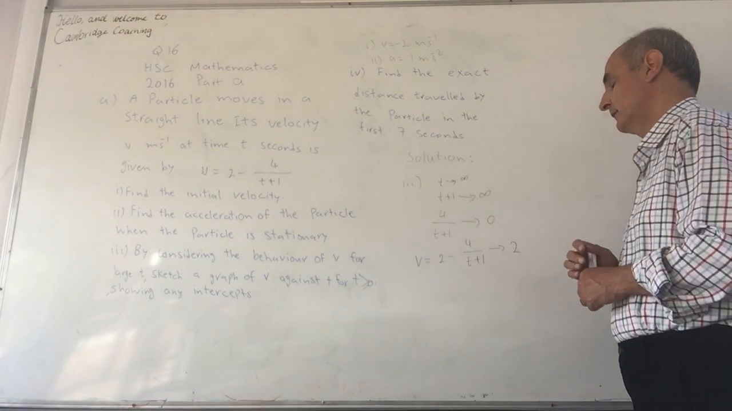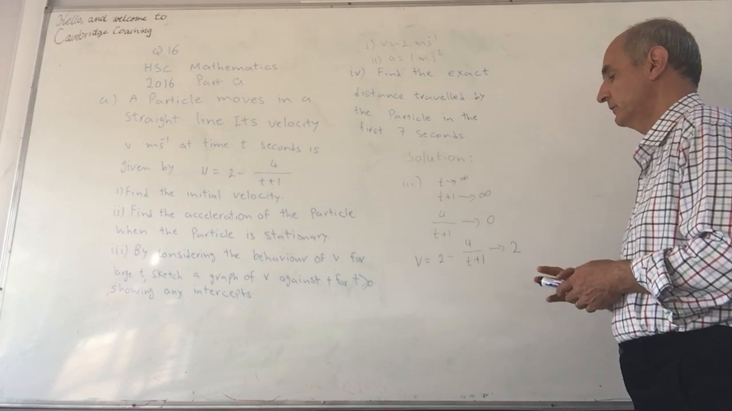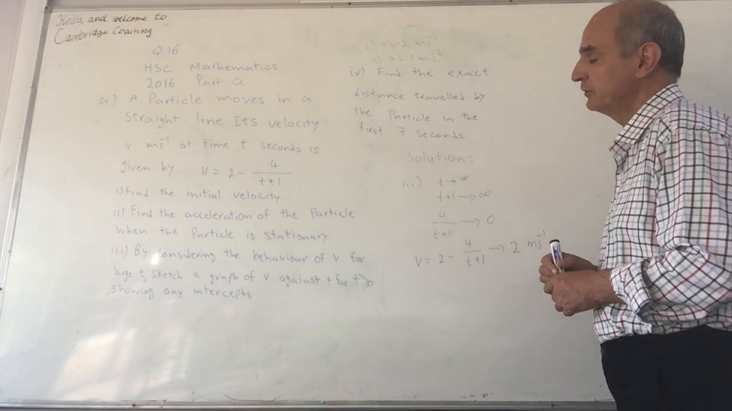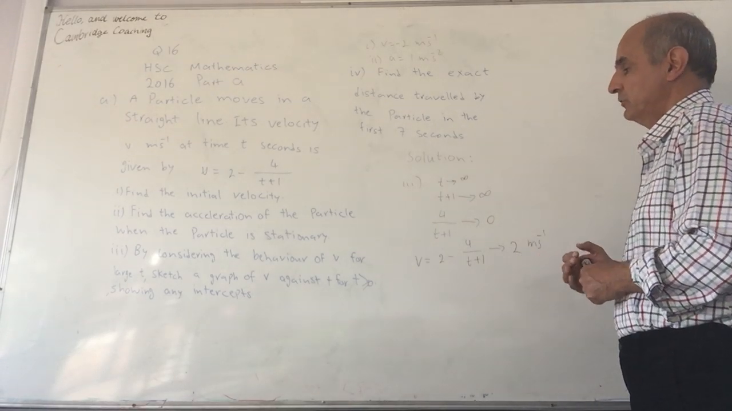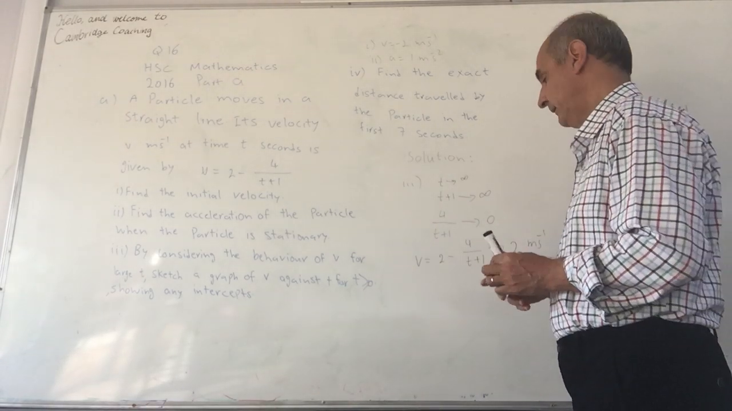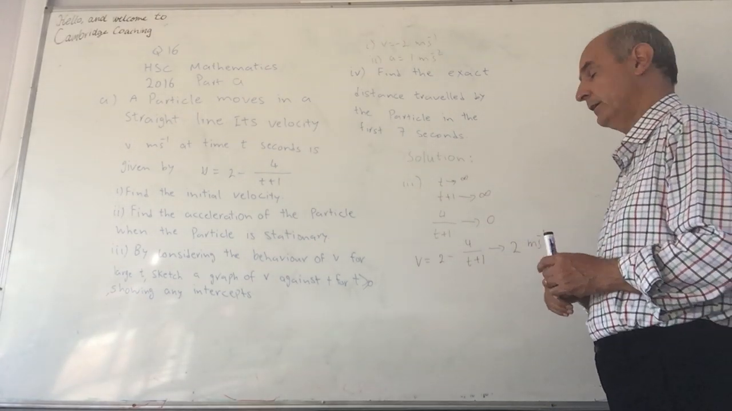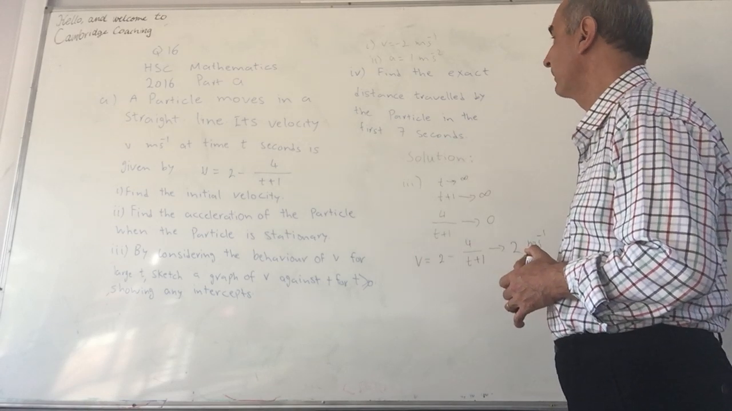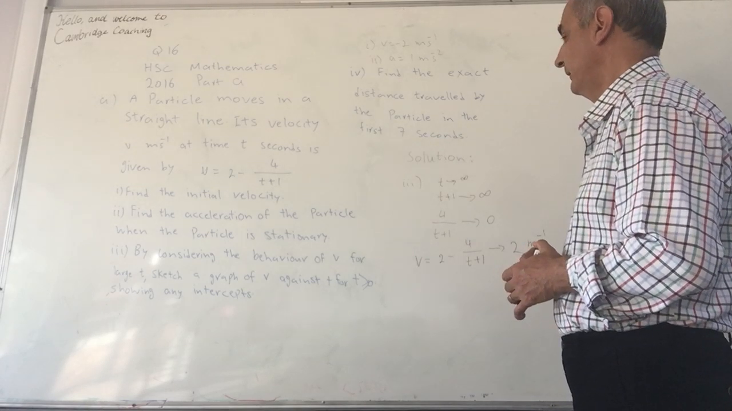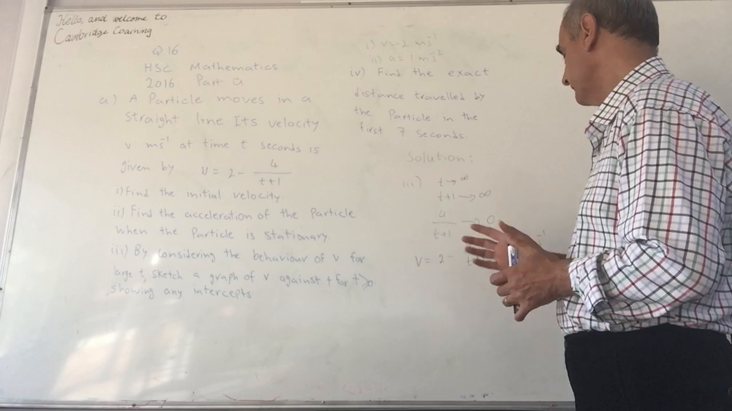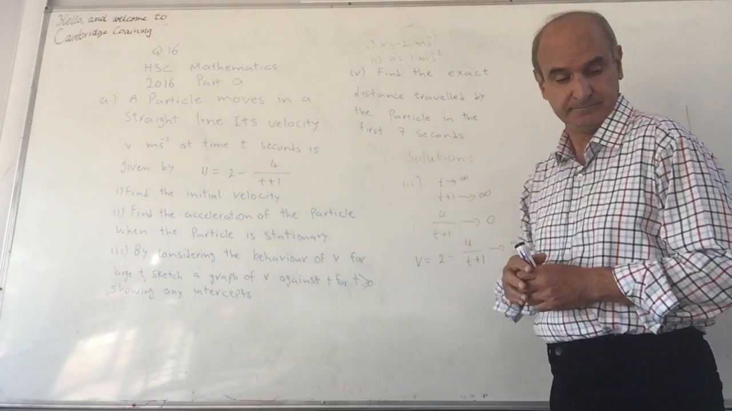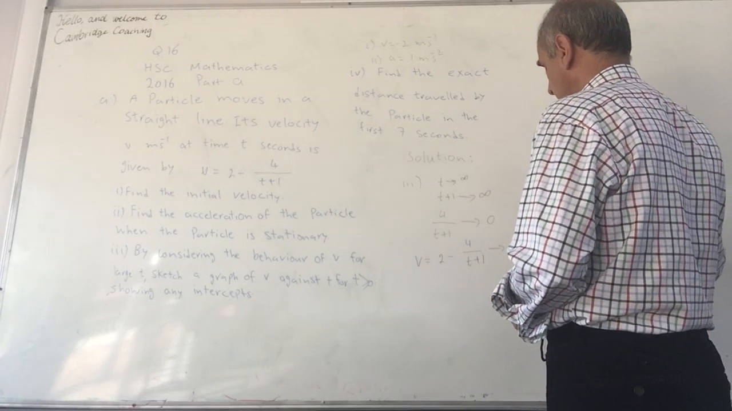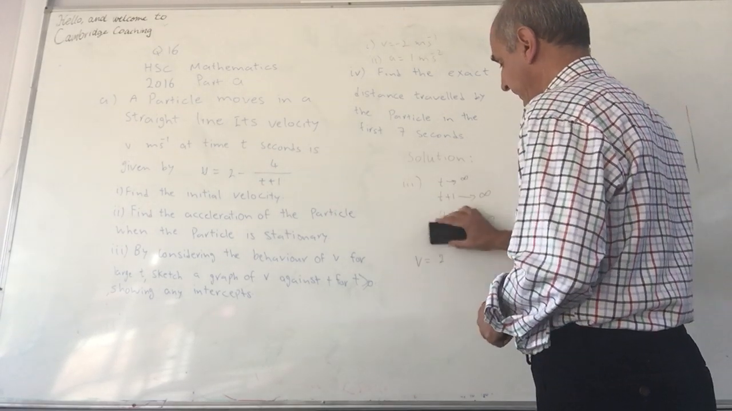So that means that as time goes by, you will get closer and closer to 2 meters per second, but you will never reach it. Its graphical meaning is that you have an asymptote at v equal to 2. Okay, now they are asking us to sketch that. We know that it's going to have an asymptote at v equal to 2.